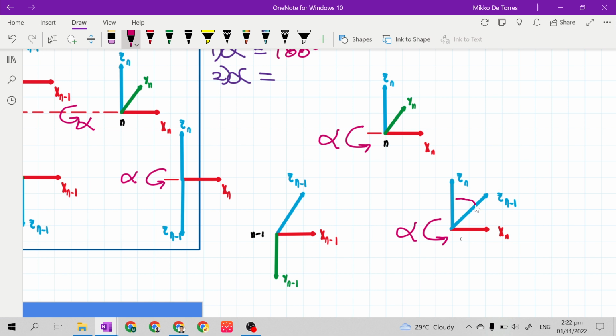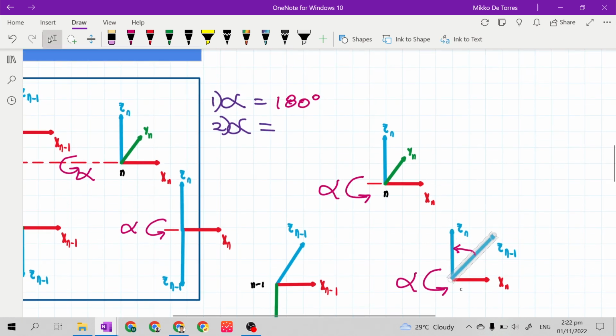So we will rotate from here up to there. So this is just 90 degrees. So again, j sub n and j sub n minus 1 are perpendicular with each other. If we rotate at x sub n, j sub n minus 1 changes its position and orientation. So the angle alpha required for this match is positive 90 degrees.